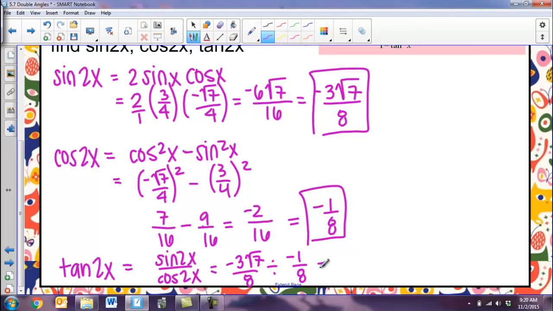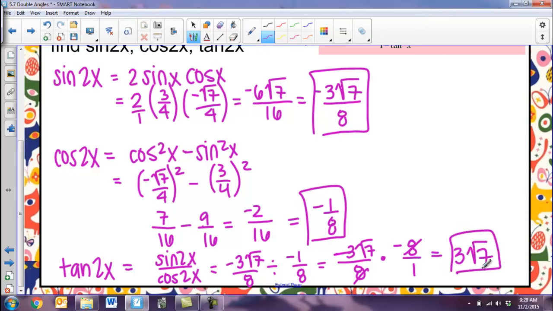If I remember my fraction rules, I'll keep the first thing, change the sign to a multiplication, and then flip over the second one. And so what this is going to do, my 8's will cancel, my negatives will actually cancel, and I'll just find that the tangent would be root 3, or 3 root 7. Okay, and so again, smarter, not harder.